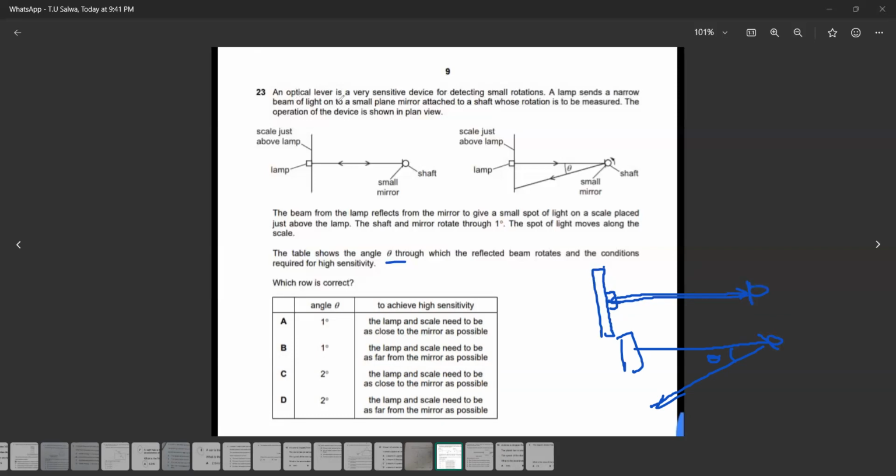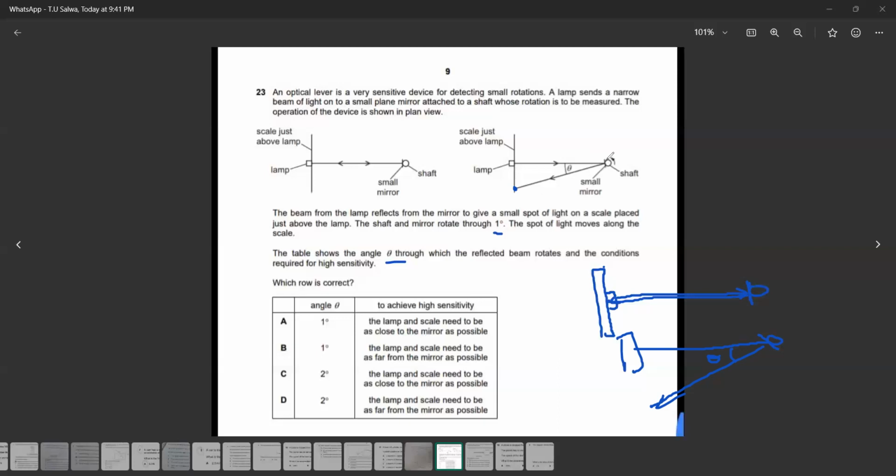A lamp sends a narrow beam of light, so it is sending a narrow beam of light and receiving it. Then there is a mirror attached to a shaft whose rotation is to be measured. We want to find how much the mirror has rotated. The operation of the device is shown here. The beam from a lamp reflects from the mirror to give a small spot of light on a scale placed above the lamp. So as the shaft rotates, it will give the position of the spot. The shaft and mirror rotate through 1 degree.